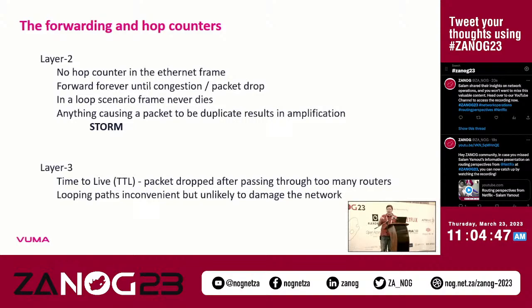And the big difference from a networking point of view is what happens when things go in the wrong direction. At layer 2, there is no hop counter. The hop counter is something that's attached to each packet, and at layer 2 there is no hop counter. So a network packet will arrive on a device, and that device will look for a place to send it forever. It will never stop looking for places to send it.